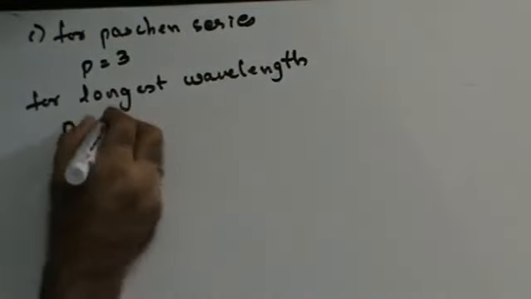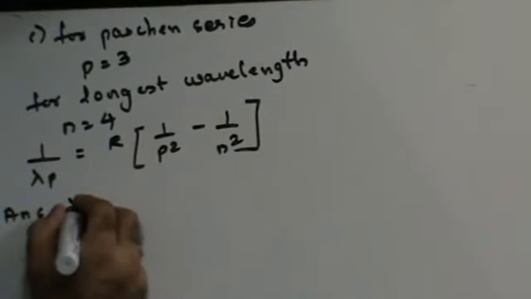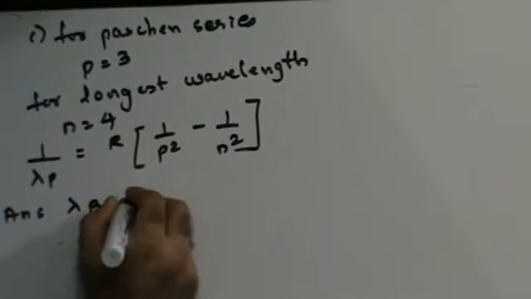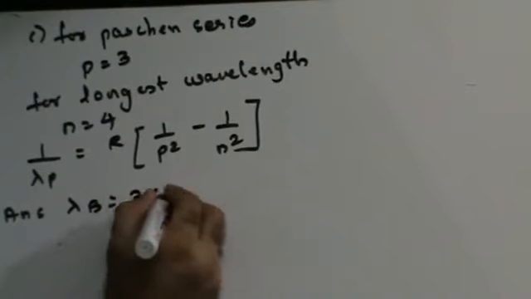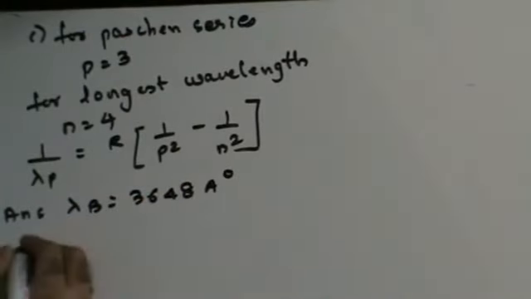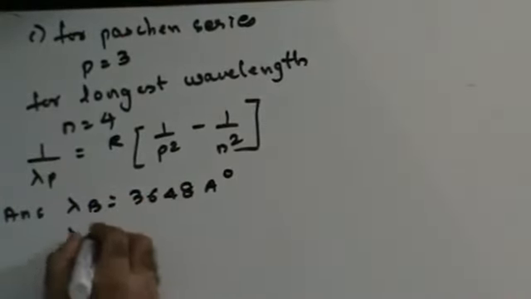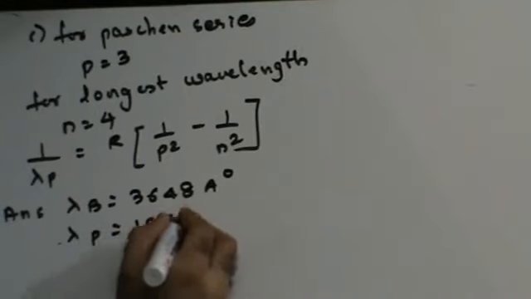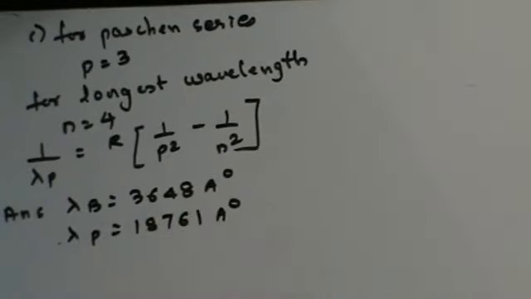You should be able to get this answer, right? The answer for this sum should be, for Balmer series, 3648 Angstrom units, and for Paschen series, 18,761 Angstrom units, right?